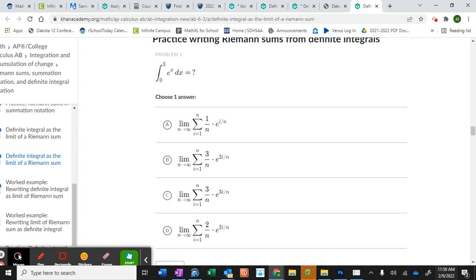Where do we start? 0. Where do we end? 3. So we go 3 minus 0 over n. What's 3 minus 0 over n? 3 over n. That is the width of our rectangle. And now we got to find the height of the rectangle. So we have to do x sub I. X sub I is our bottom number plus I times the width.